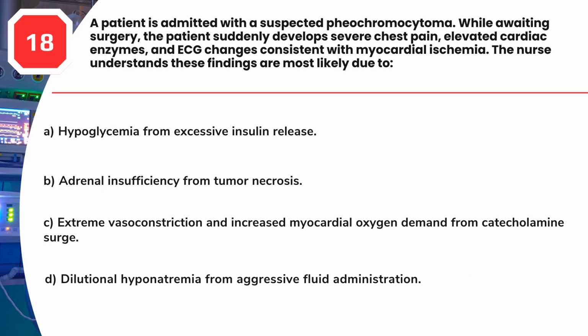Question 18. A patient is admitted with a suspected pheochromocytoma. While awaiting surgery, the patient suddenly develops severe chest pain, elevated cardiac enzymes, and ECG changes consistent with myocardial ischemia. The nurse understands these findings are most likely due to: A. Hypoglycemia from excessive insulin release. B. Adrenal insufficiency from tumor necrosis. C. Extreme vasoconstriction and increased myocardial oxygen demand from catecholamine surge. D. Dilutional hyponatremia from aggressive fluid administration.